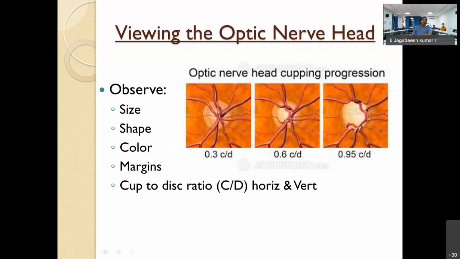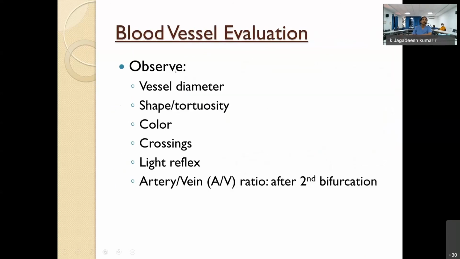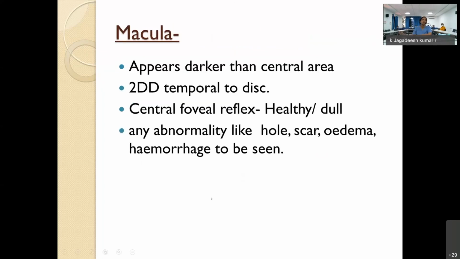This is a normal cup, which is around 0.3:1 as a ratio of the cup to the disc. And here you can see the disc is totally obliterated, and what you have is a total cup. Then you observe the blood vessels. You observe the diameter, the tortuosity, the color, the crossings, the light reflex, and also the AV ratio, which becomes more important, especially in case of hypertensives.